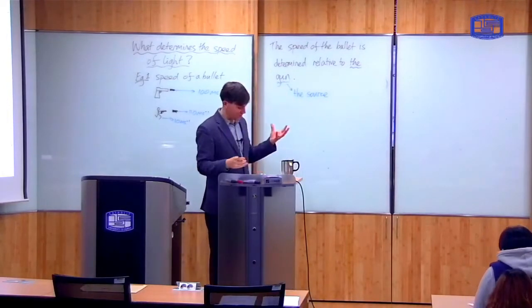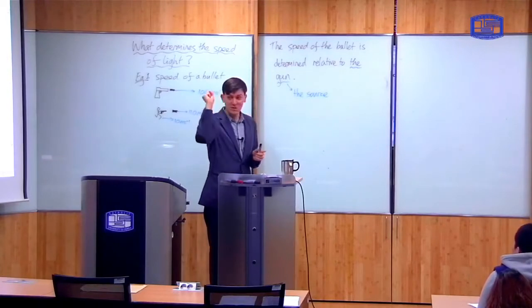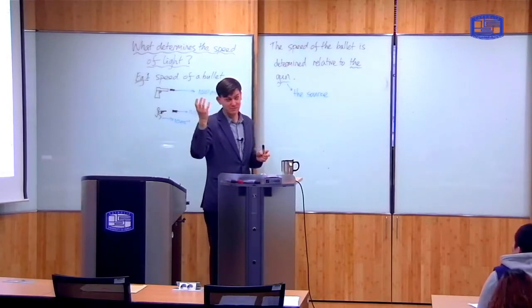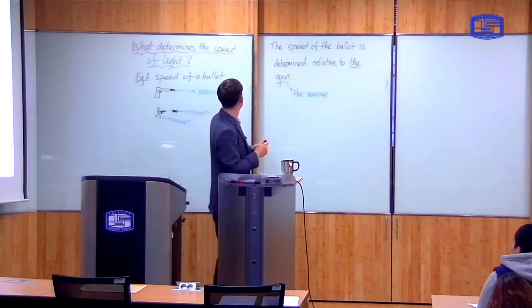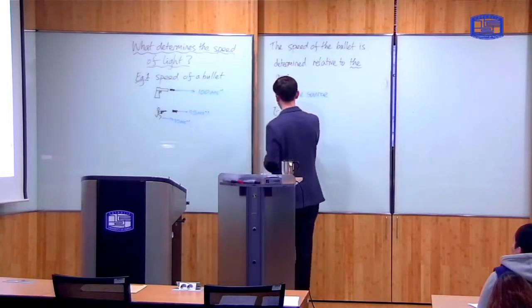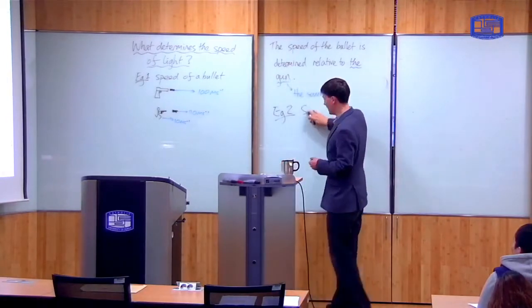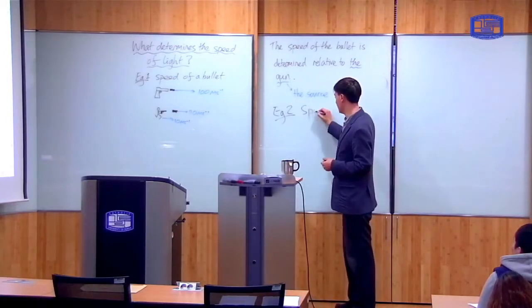So that's one way in which a general speed can be determined. The speed of an object can be determined by the source of that object, in this case the bullet and the gun. But that's not true of everything. A second example is the speed of sound. Again, I briefly mentioned this last time.